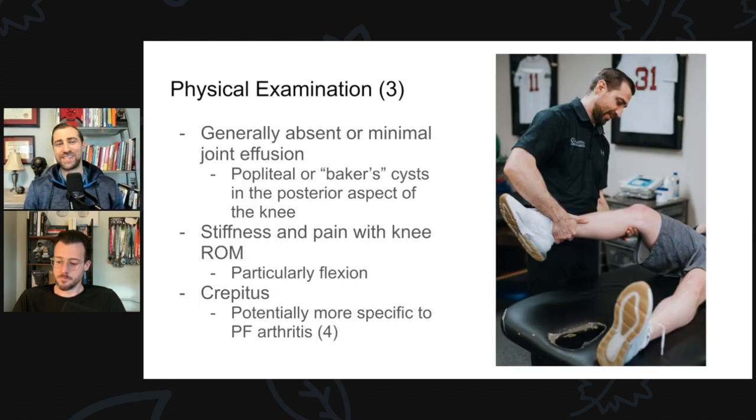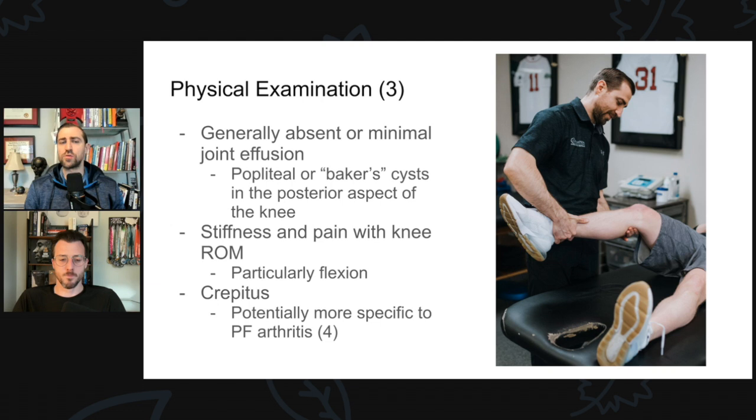From a physical examination perspective, what are you going to see? And this was interesting to me, but I did find some studies showing that there's generally minimal joint effusion with knee osteoarthritis, but this is not what I've seen as much of clinically, or maybe I'm just misdiagnosing things.